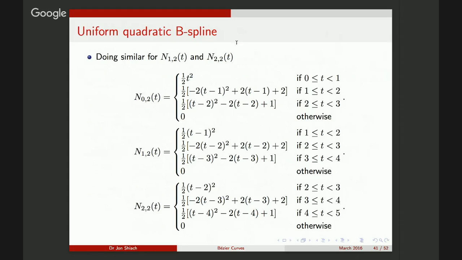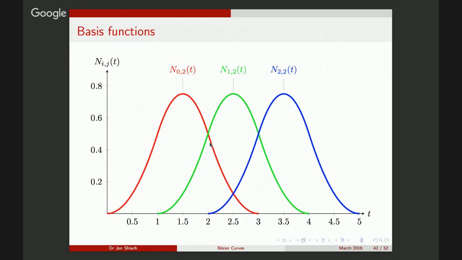There should be a little pattern between these. These are all the same, except we're subtracting one more from t. So, for example, between these two, we have a half (t - 1) squared. Well, that's a half (t - 2) squared. This here is the same as this, except we've got t - 3 as opposed to t - 2. So in other words, they're just shifted along from each other. They're the same shape, just shifted to the right. So that's your basis functions, similar to Bernstein polynomials.